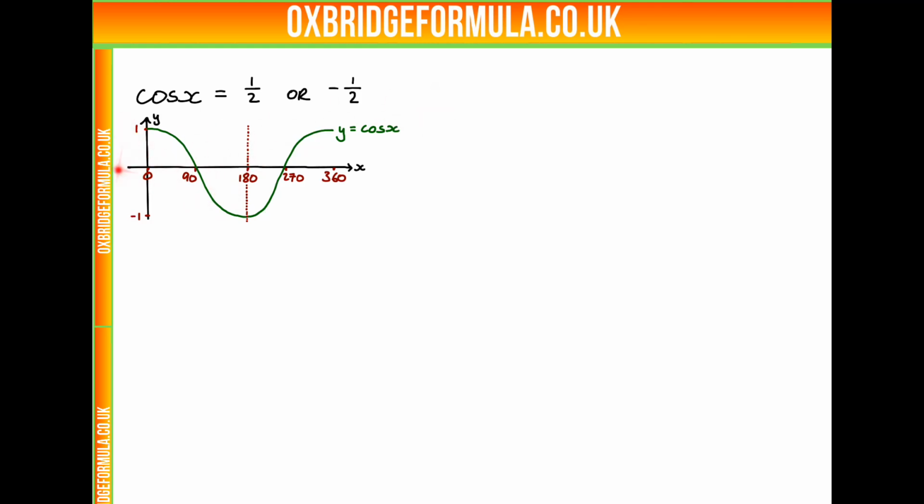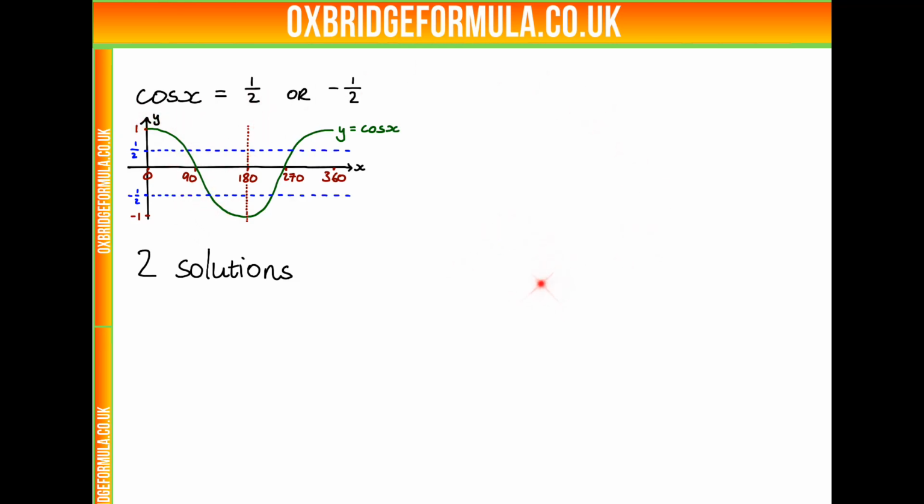So if we draw in a line at a half and a minus a half, we can see that there is one intercept between cos x and a half here, and one intercept between cos x and minus a half here. So therefore that tells us that there are 2 possible solutions for x, and we now need to find what those solutions are. So we need to find a value of x between 0 and 90 degrees, which has cos x equal a half, and a value of x between 90 degrees and 180 degrees, which has cos x equals minus a half.